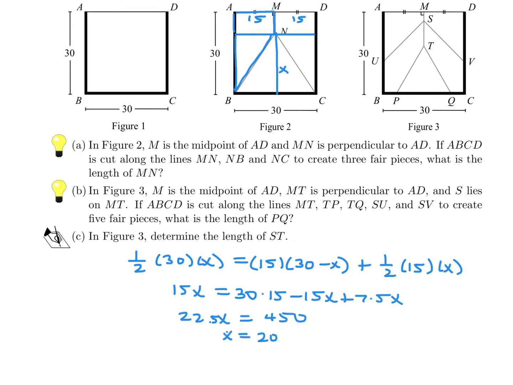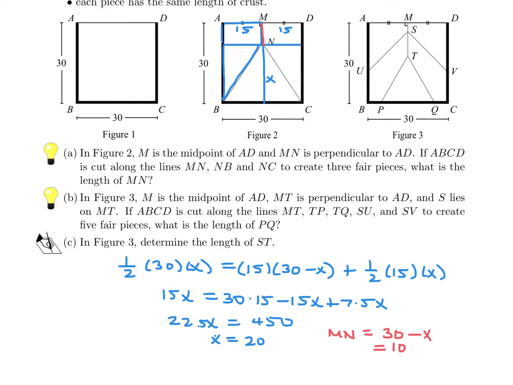So what do they want? They want the length of MN. So MN is from here to here. So MN is 30 minus x. So that's going to be 10. So 10 is the answer.